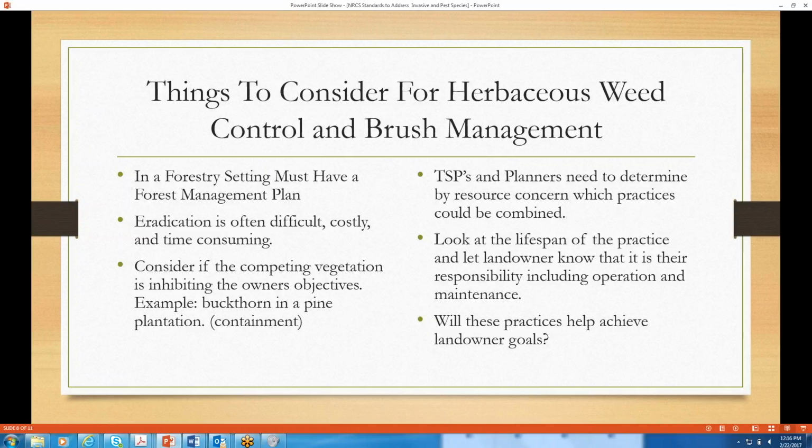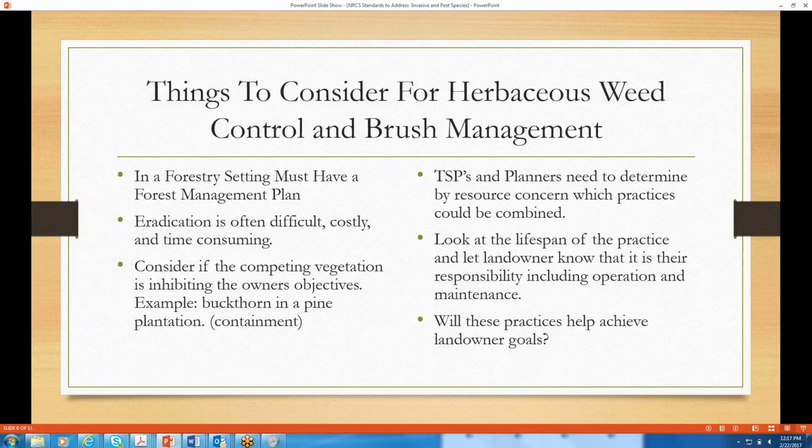The landowner may have a reason to do it for wildlife, or may want to plant other shrubs underneath. There's always a what if, but in general you have to consider whether this is actually a problem for the forest in and of itself. And although you're losing some ground species to these invasives, even by removing them, they're still most likely going to outcompete them. So that's just something to consider when you're looking at herbaceous weed control or brush management.